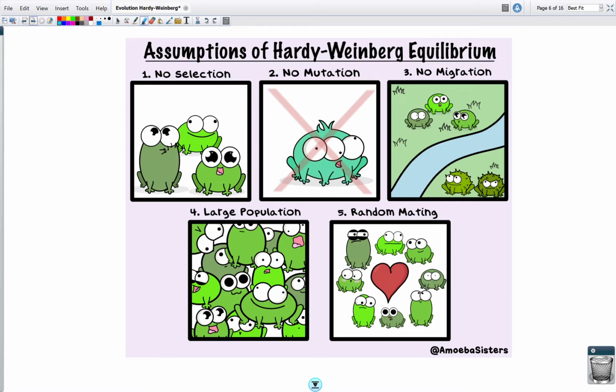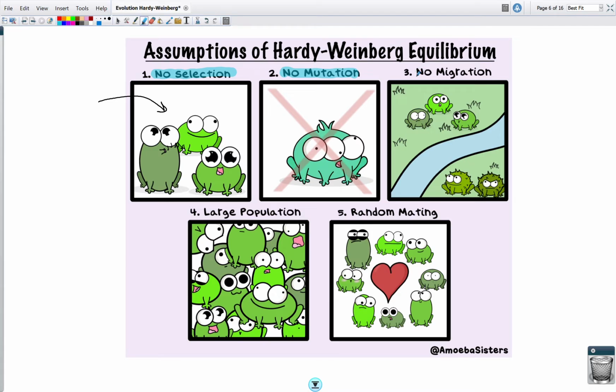So, again, the assumptions of Hardy-Weinberg: no natural selection, no sexual selection, no directional selection, no disruptive selection, no stabilizing selection. In other words, it really doesn't matter what you look like. All three of these little creatures that we see here all have an equal opportunity at surviving, according to Hardy-Weinberg. In addition, he says no mutations, no changes in your DNA. Well, that's kind of tough because mathematically that's going to happen regardless.